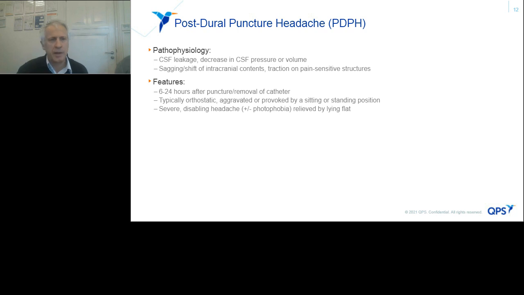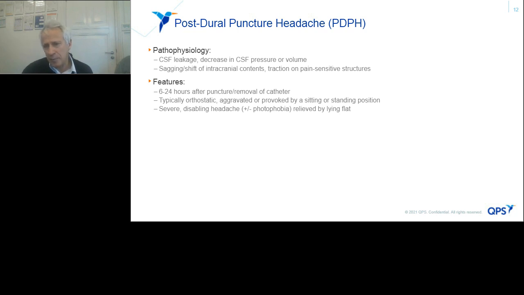Now, why do patients or subjects get a post-dural puncture headache? Well, it's caused by leakage of the cerebrospinal fluid. So the dura, which is quite a thick membrane, if there's a hole in it, and sometimes there's more than one, afterwards cerebrospinal fluid leaks out from there. And if a significant amount leaks, this decreases the pressure in the CSF, so there's less volume, so less pressure. And as I mentioned before, this causes sagging or shift of the intracranial contents with traction on pain-sensitive structures.